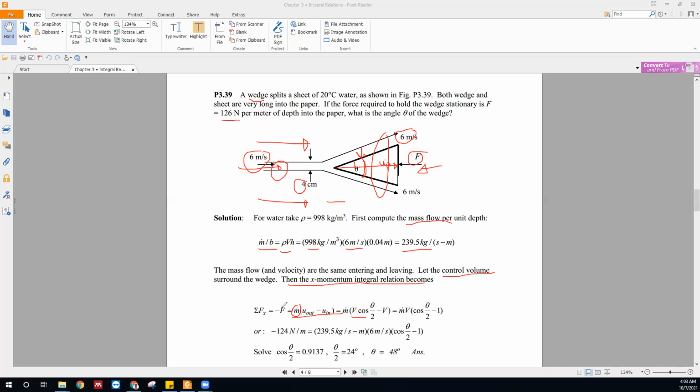Now we know the minus F value equals 124 Newton per meter equals M, we already calculated from here, 239.5 kg per second meter multiplied by velocity 6 meter per second, then multiplied by cos theta by 2 minus 1. Now, if we solve this equation, we should get cos theta by 2 equals this, and theta by 2, then theta equals 48 degrees. So this theta value is 48 degrees. That's the answer.